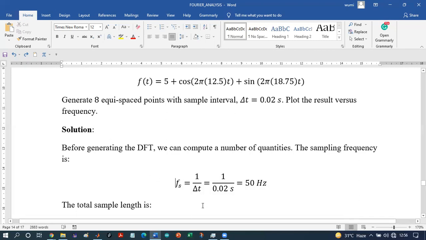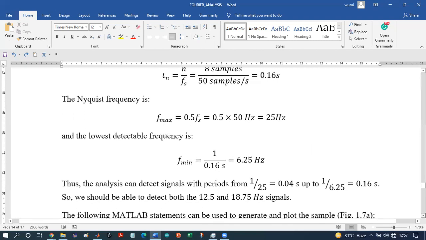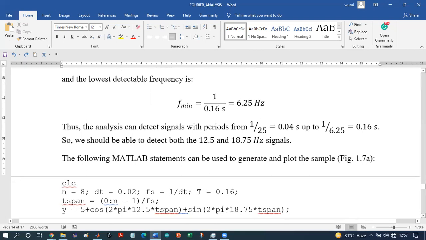Then the next thing is the Nyquist frequency. The Nyquist frequency is straightforward, it is half of the sample frequency. Then the lowest detectable frequency is simply the inverse of the sample length. So you can calculate it straight up. So we've gotten these parameters.